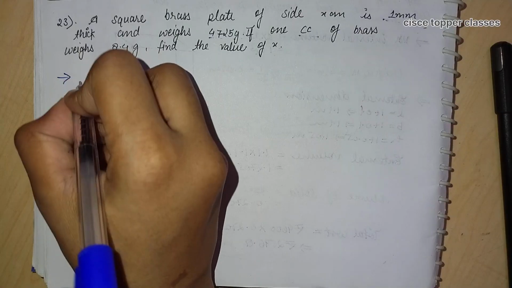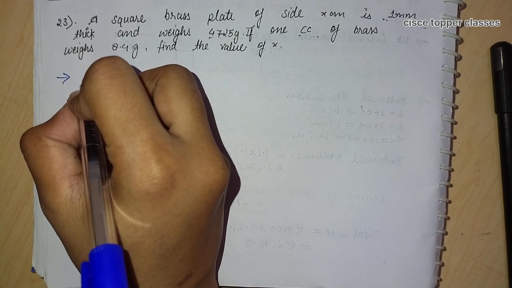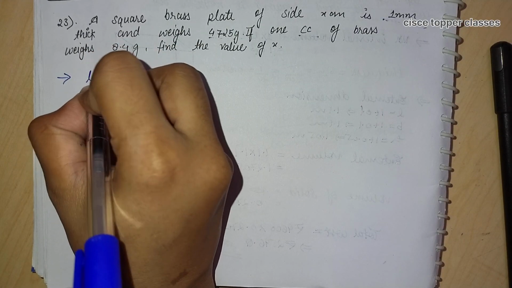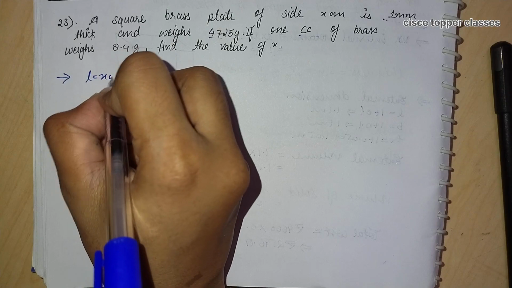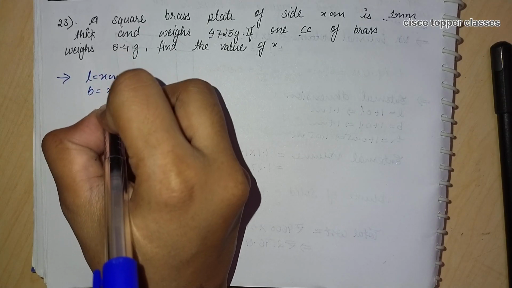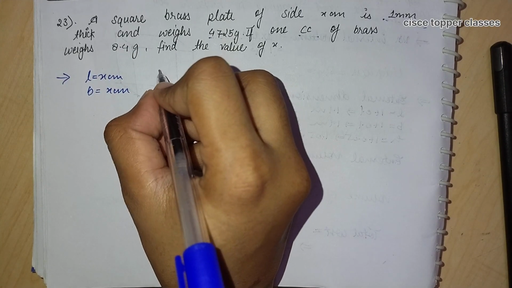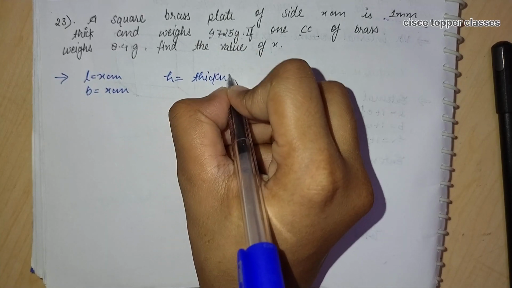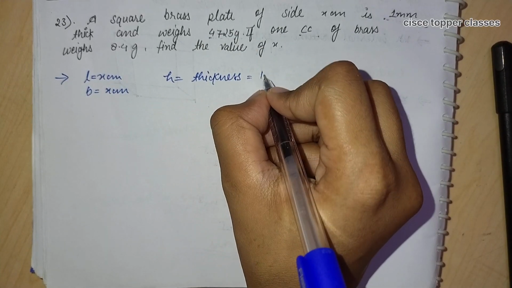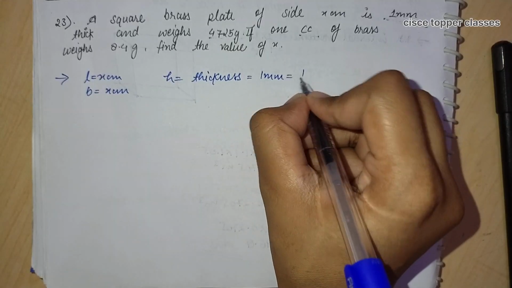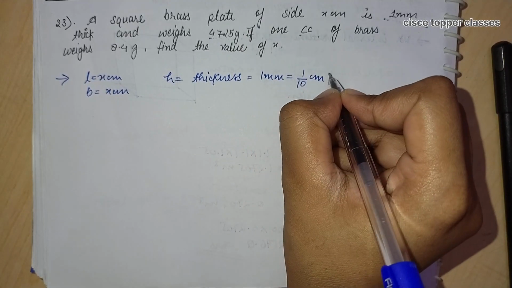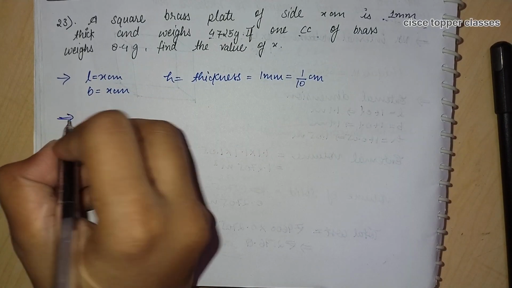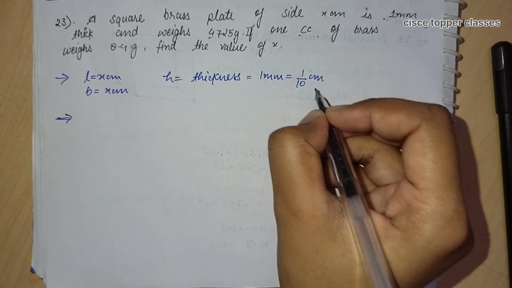So here we can see the thickness is given. So in this square plate, to find the volume, we can let the length as x centimeter. Breadth will be the same because it is a square plate only. The thickness we can write as the height. So height is equal to thickness. This is given as 1 mm. We will convert it into centimeter. So it is 1 by 10 centimeter here.